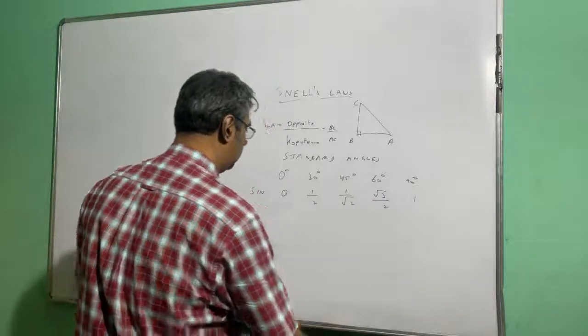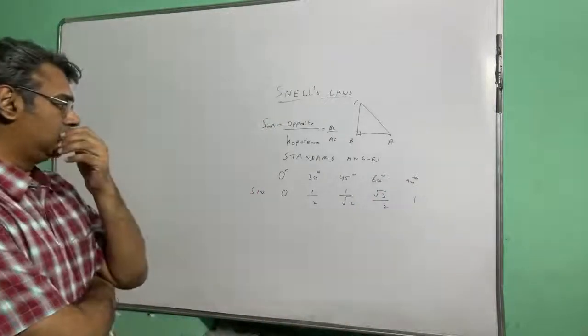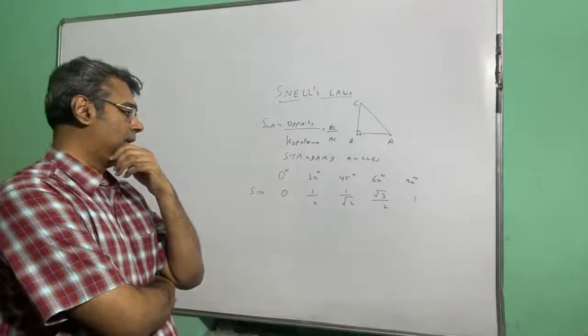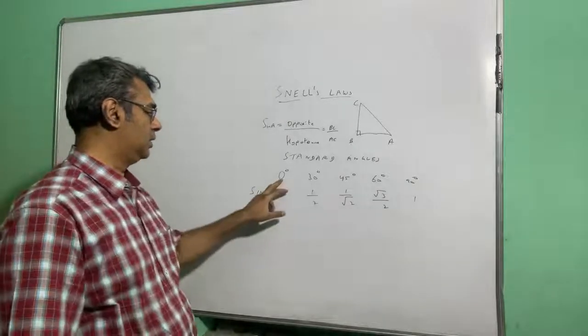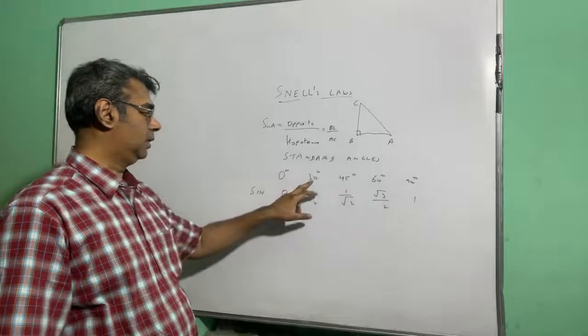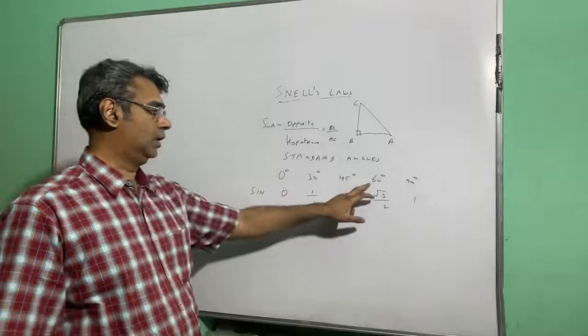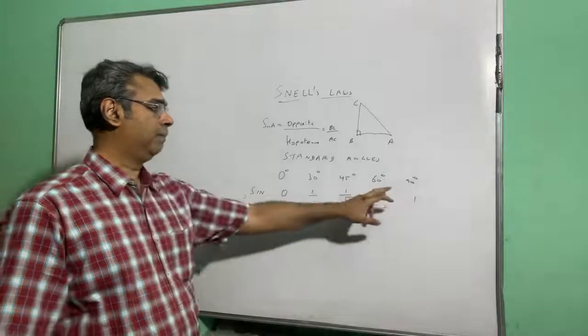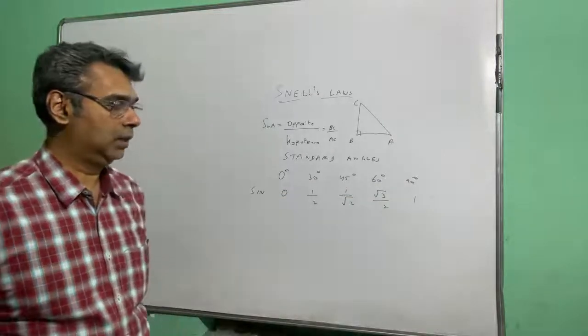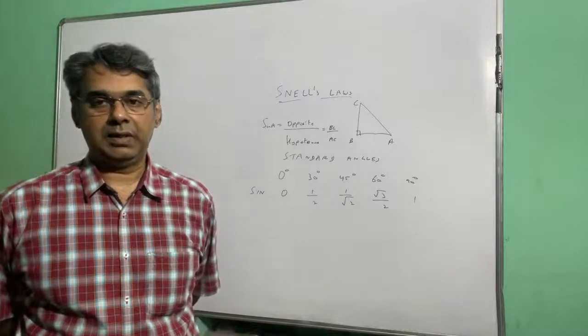So this is the table which was given by the Greeks. This is called the table of standard angles. So sine of 0 degree is 0, sine of 30 degree is half, sine of 45 degree is 1 by root 2, sine of 60 degree is root 3 by 2, and sine of 90 degree is 1. So this was stated by the Greeks.